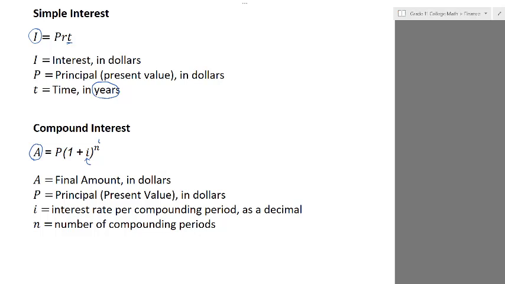And also this N that's over here is the number of compounding periods. So if you have money being invested for 5 years, but it's compounded monthly, you need your N to be the number of months. So you would take your 5 years and times it by 12 to find out how many months that would be. Okay, so I hope all of that helps.